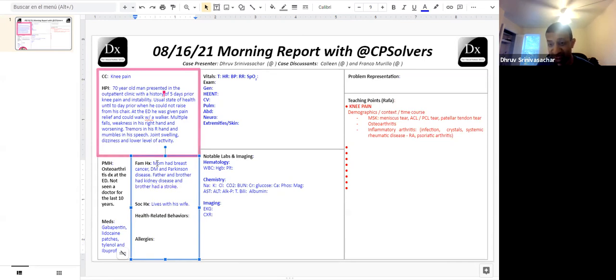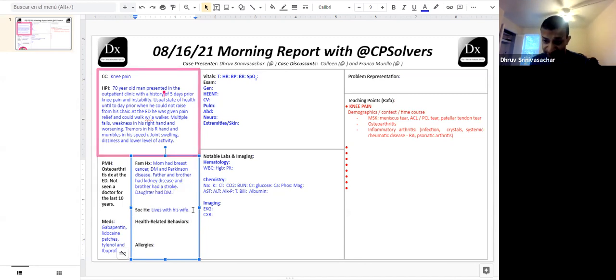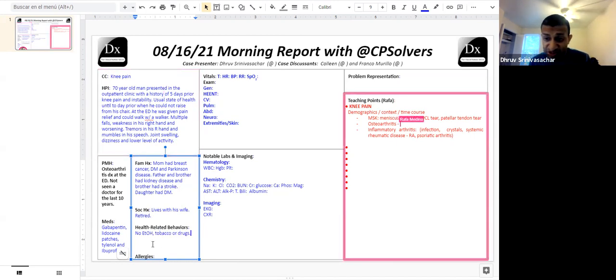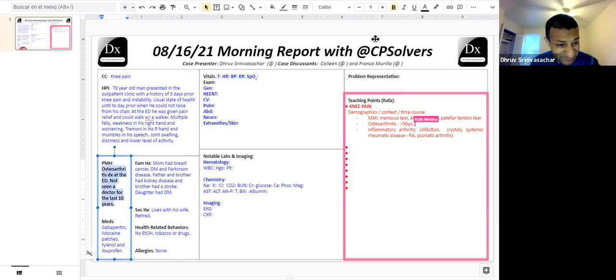In terms of social history, as I said, he lives at home with his wife. He is retired. In terms of health-related behaviors, he does not smoke, does not drink, and does not use any other drugs. And no known allergies. And I am going to leave it there for now.